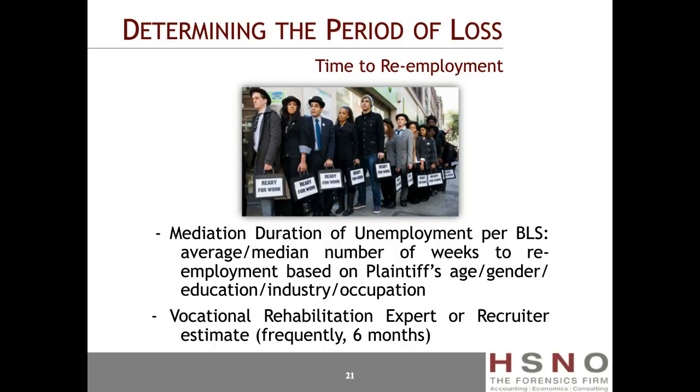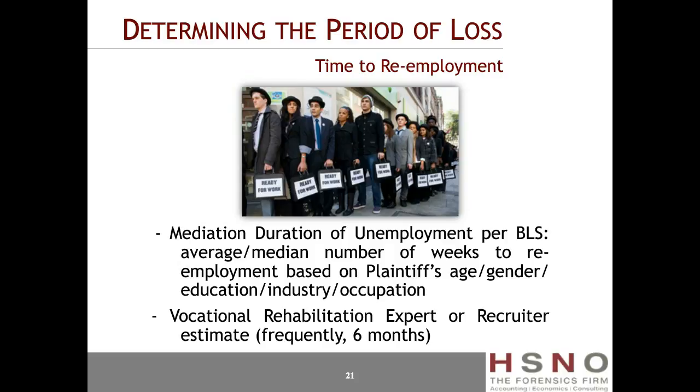Now, this is often data that you can use as a benchmark if your plaintiff hasn't found reemployment, how long it would be expected for them to find work. Or if you're trying to show that somebody isn't making a concerted effort to find alternative work or just isn't taking the duty to mitigate seriously, you can point out that their period of unemployment has exceeded what one might expect.